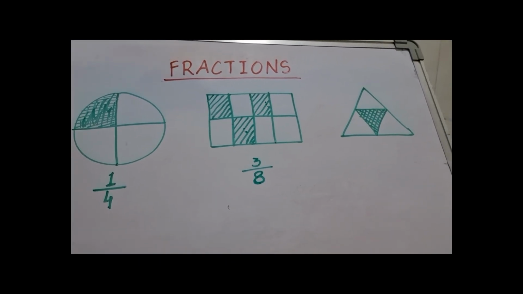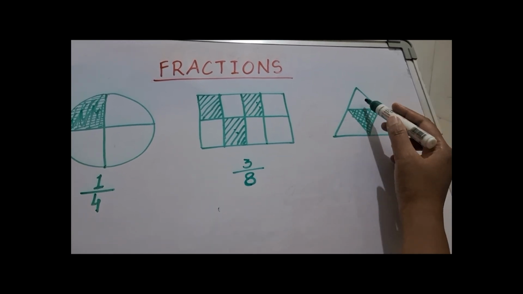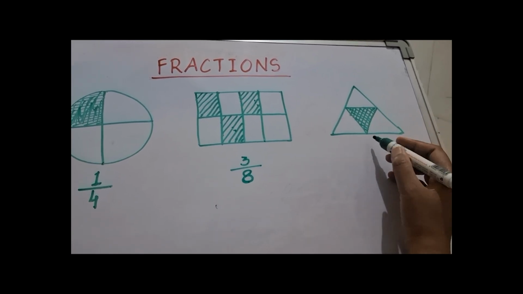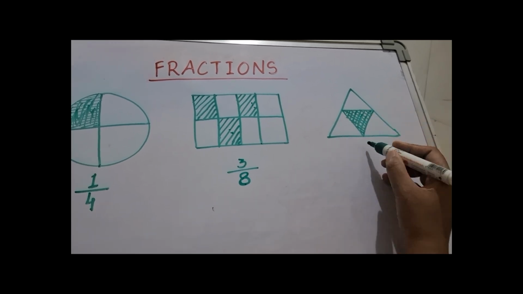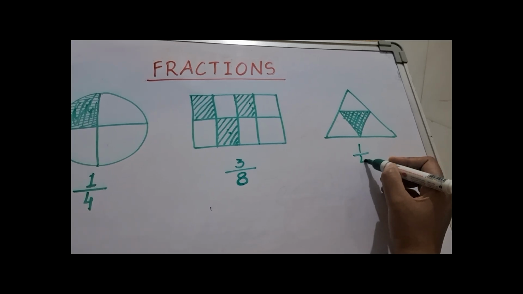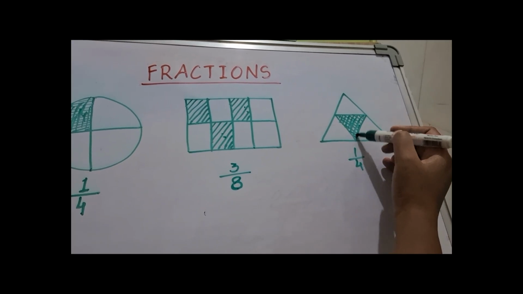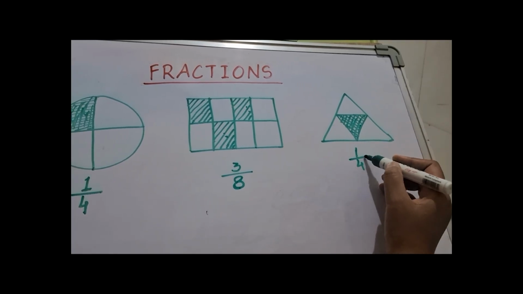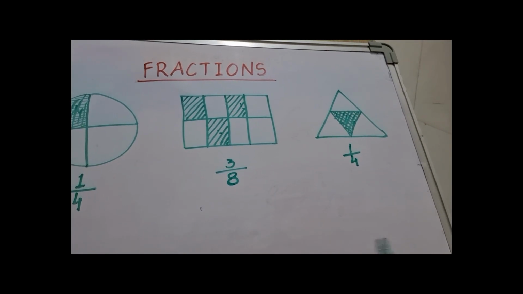Okay, children. Now this one. This triangle is divided into how many equal parts? 4 equal parts. And how much is shaded? Only one part is shaded. So 1 by 4. The shaded part can be written as 1 by 4 of this whole. Okay, children?